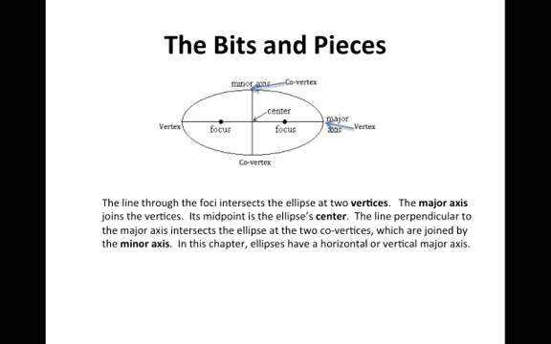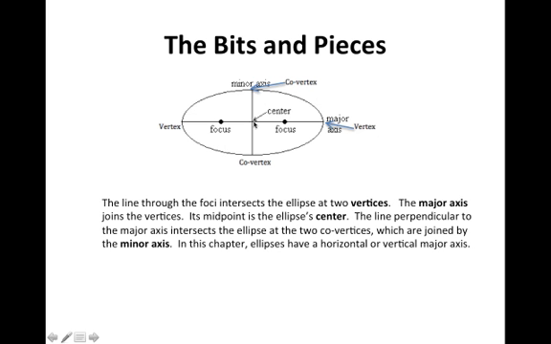Okay, so the bits and pieces. The line through the foci intersects the ellipse at two vertices. Vertices is the plural for vertex. So for an ellipse, you have two vertices. So it goes vertex, then focus, then center, then focus, and then vertex. The distance from the center to a vertex is called a. So that's a units. The distance from the center to a focus is c.